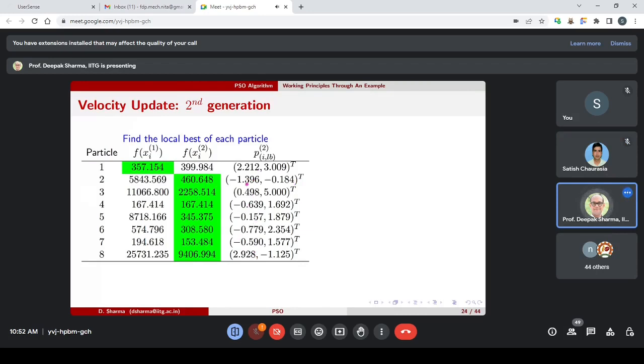Now, similarly, if I have to find out the global best, as per the definition, global best is the one which is having the minimum fitness. So if I look at the third column, the values under the green, because these are the local best of particles 1 to 8, among them the minimum is 153, which is corresponding to solution number 7. And this will become the global best of the swarm for the PSO.